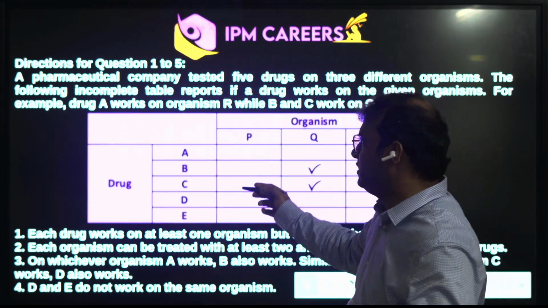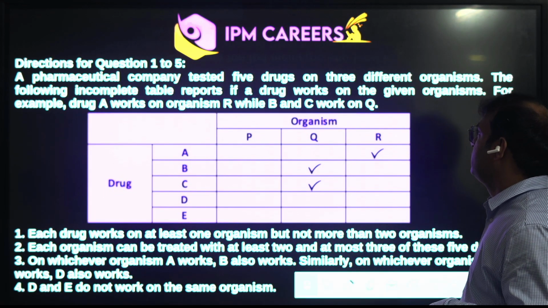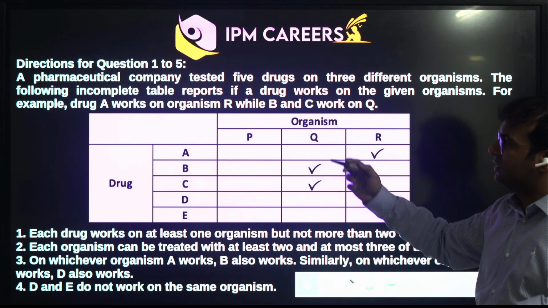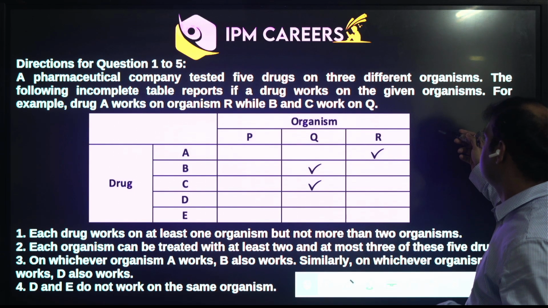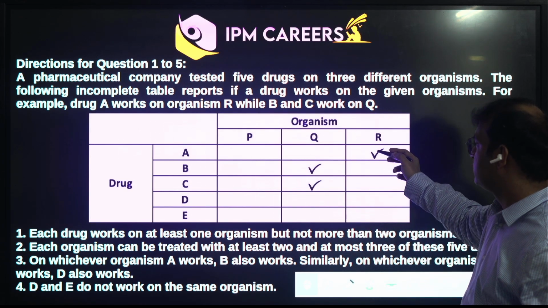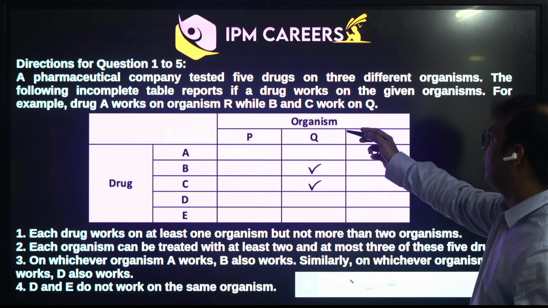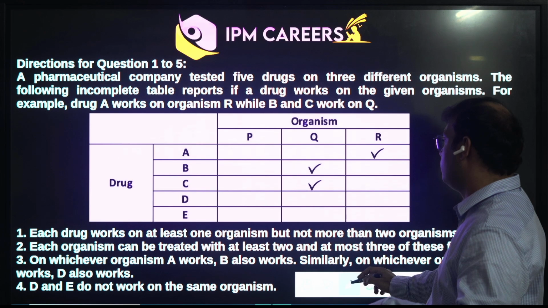The set says that a pharmaceutical company tested 5 drugs on 3 different organisms. The following incomplete table reports if a drug works on the given organisms. For example, drug A works on organism R, as you can see, there is a tick, while B and C work on Q. Apart from that, we are given 4 more points.